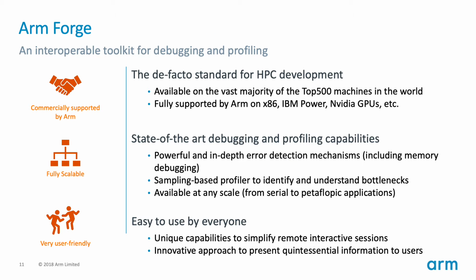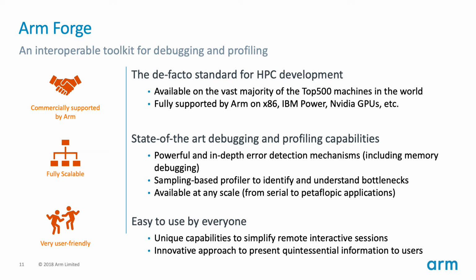ARM Forge is the cross-platform component of the ARM Allinea Studio. It's a combination of a debugger and a profiler, both that came from the Allinea company that ARM purchased a few years ago. So Forge is available on the vast majority of the top 500 machines out there right now, and it fully supports ARM, x86, IBM Power, and NVIDIA GPUs. And it's a really good way to create a performance bridge between the existing systems and the future systems, which we hope will be ARM-based.